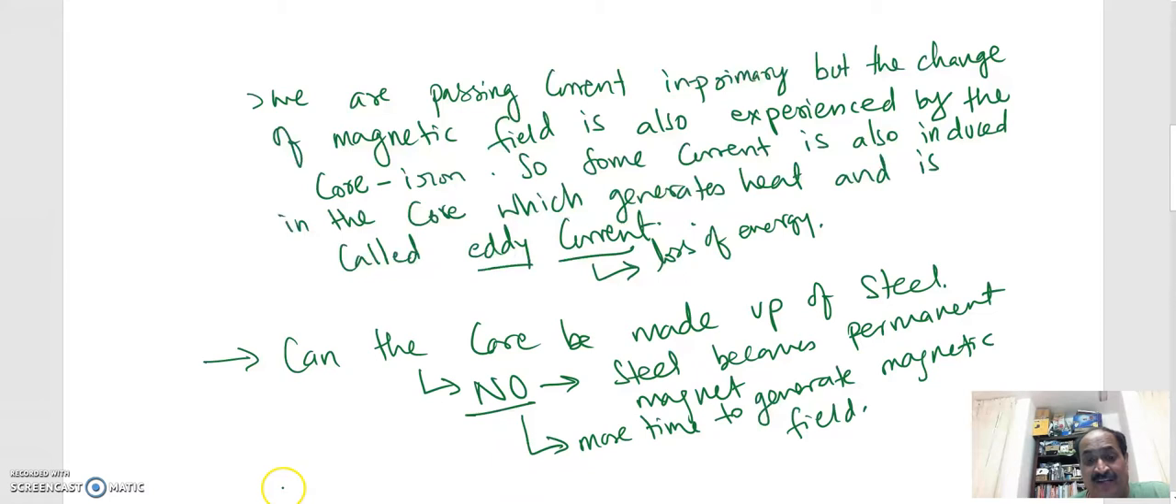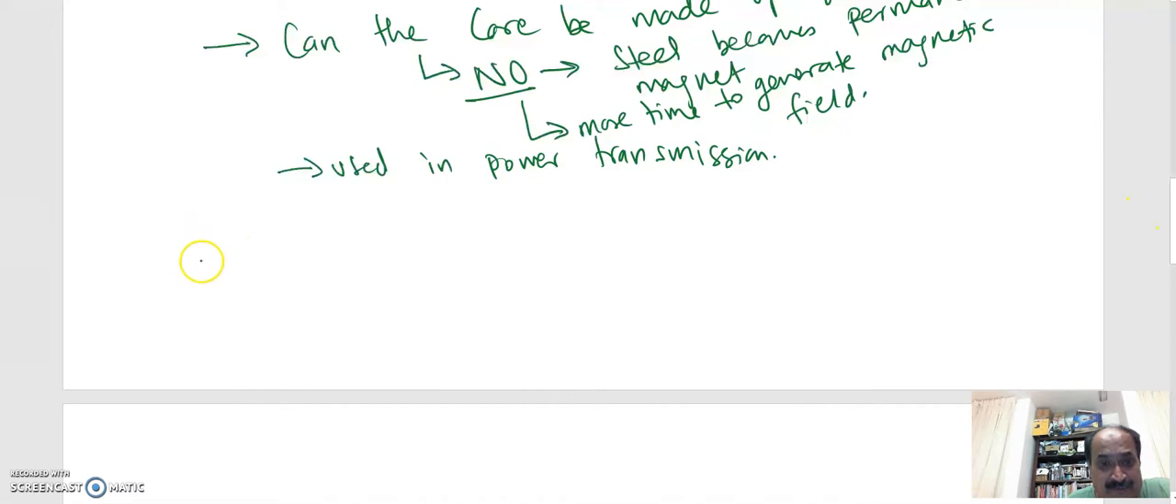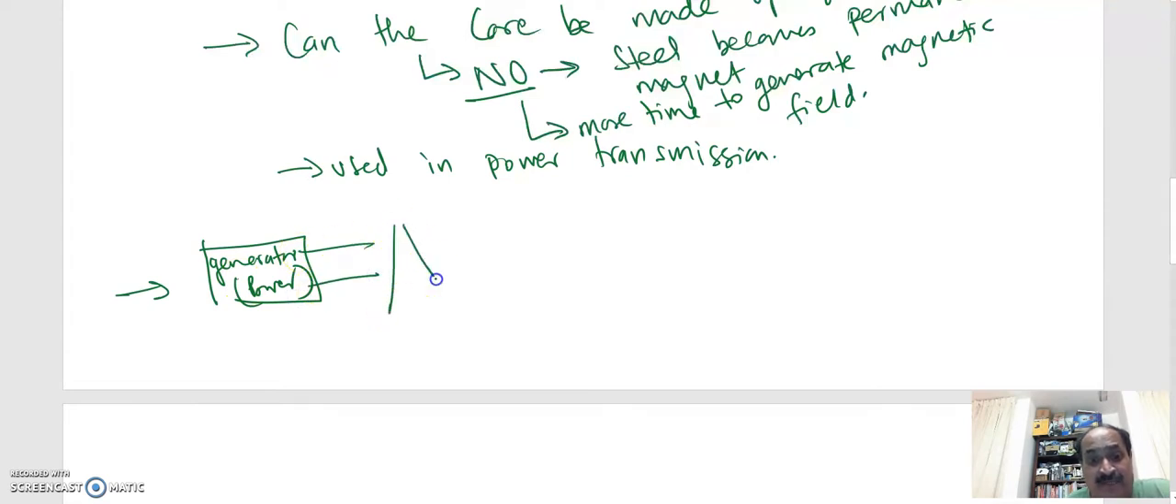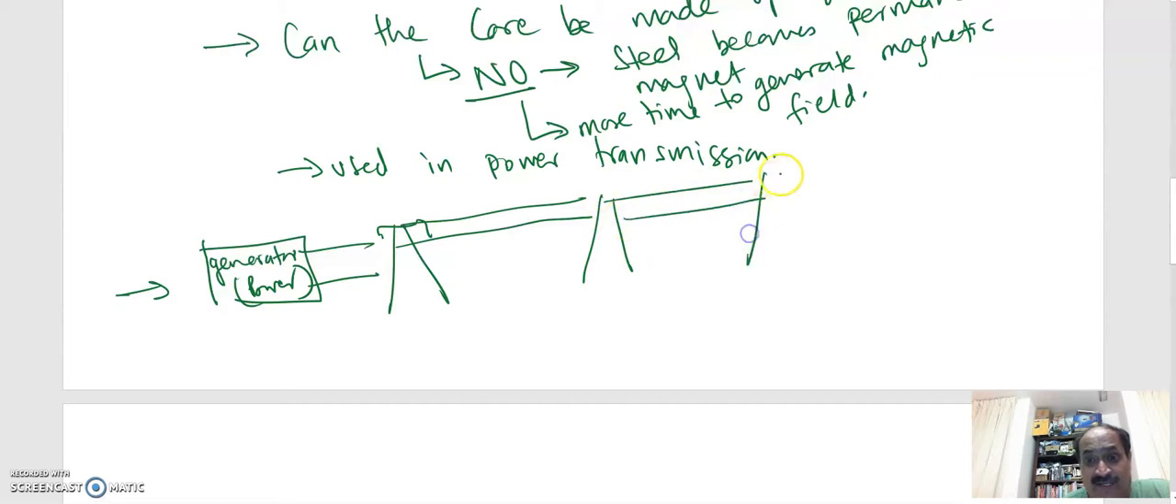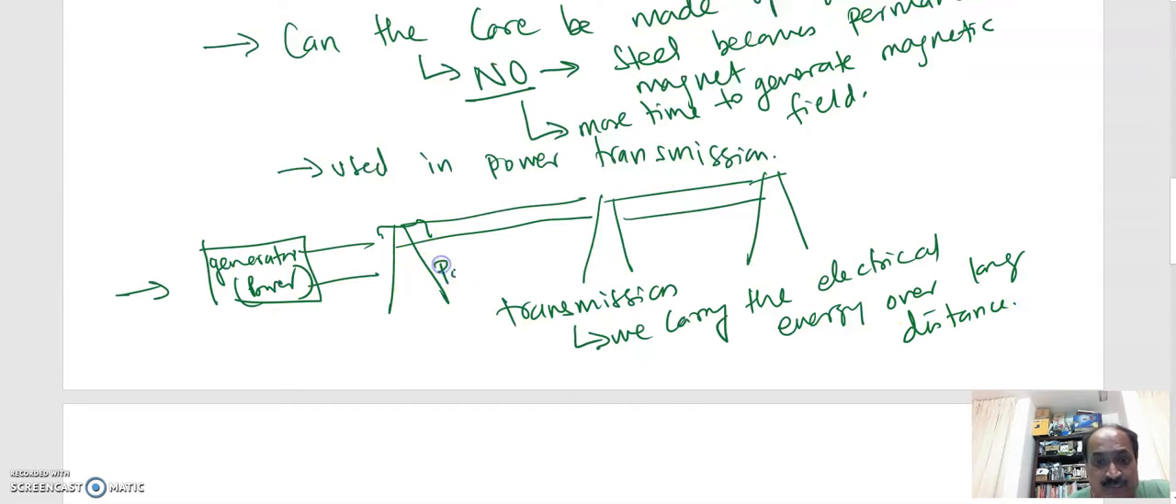And transformers are used in power transmission. Like what? Say you have a power generator here, which is developing power. Then you carry that power using these big poles which carry the wires, and then you have again poles, and again wire. So you are carrying it like this. This is called transmission. That means we carry electrical energy over a long distance.